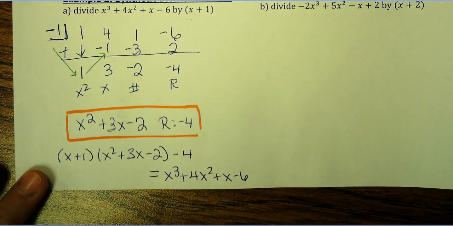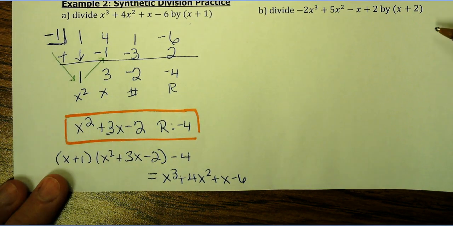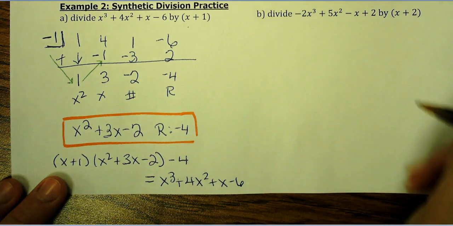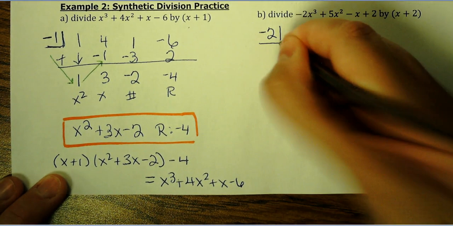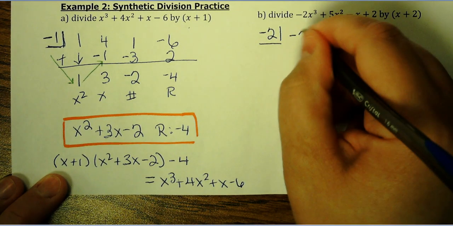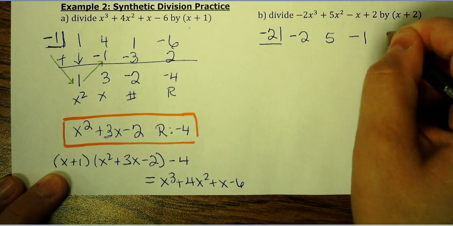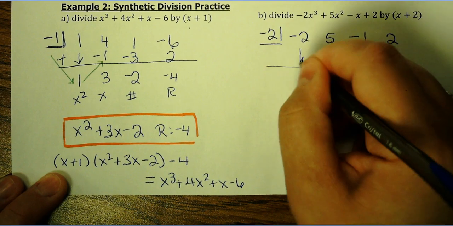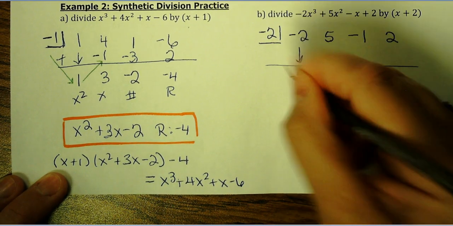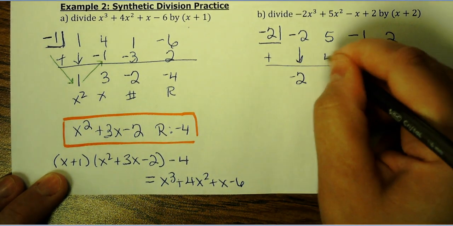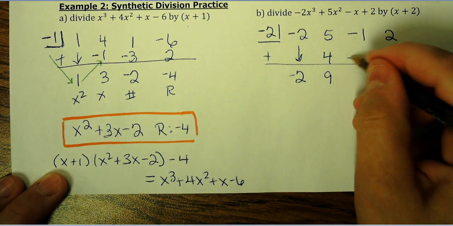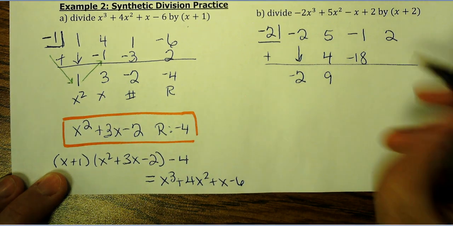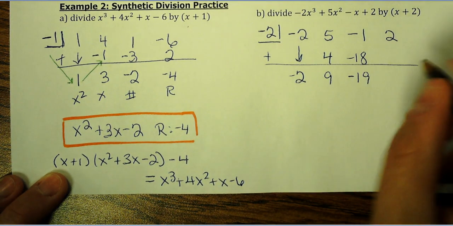And I'm just going to try one more with you real quick, and then we'll do some special cases on the other side of this paper. So I have x plus 2. We're going to change this to negative 2. Write down your coefficients. Negative 2, 5, negative 1, and 2. Bring this down. Negative 2 times negative 2 is 4. 5 plus 4 is 9. Negative 2 times 9 is negative 18. And add these together, we're going to get negative 19.